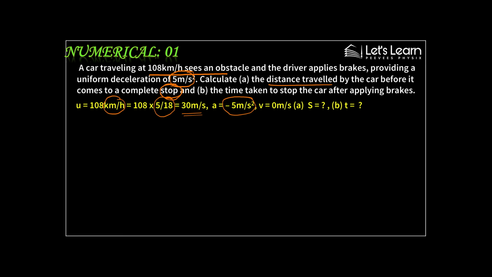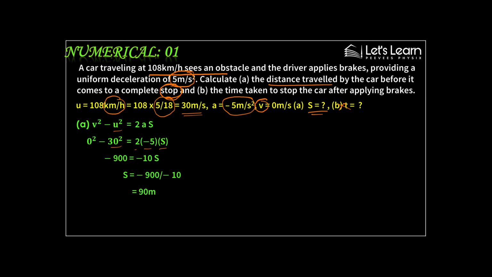The car stops means the final speed has to be 0. And we want s. So we go for an equation without t, which is v square minus u square equals 2as. Plugging the numbers, v is 0, u is 30, so 30 square, equals 2 times a, minus 5, times s. Left hand side is minus 900, right hand side is minus 10s. Moving minus 10 to the other side, it becomes divided by minus 10, so 90 meter. Displacement is 90 meter, which means the car stops after 90 meter.